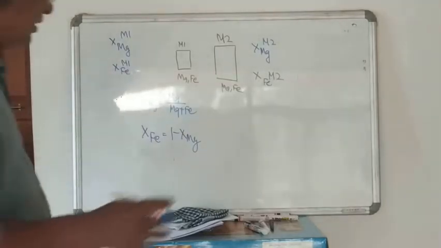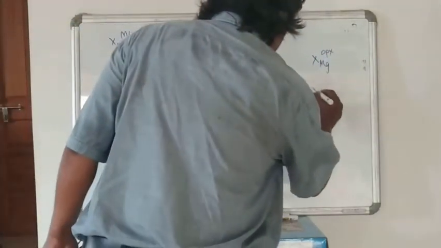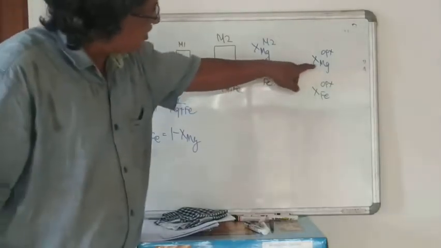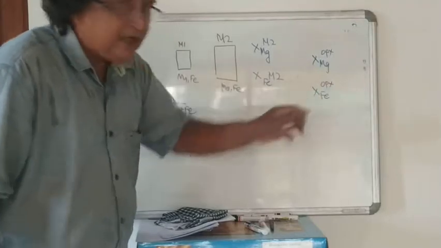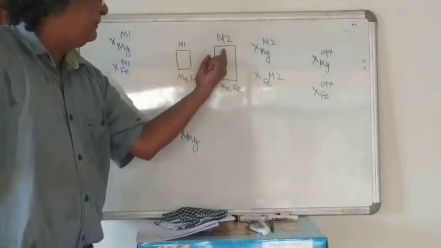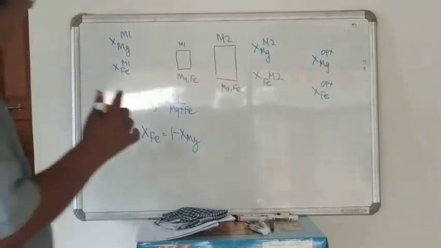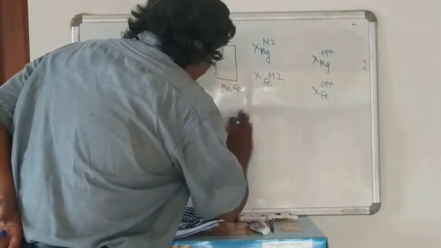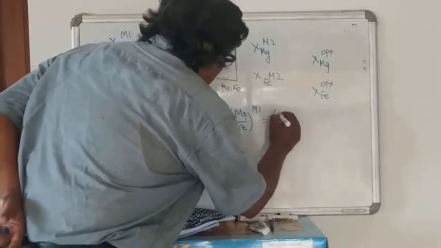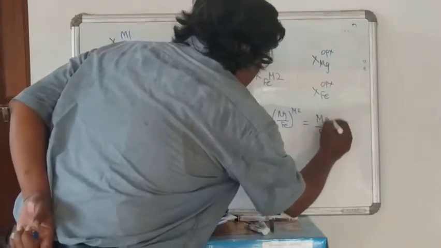There is also another thing, which is XMg OPX and XFe OPX. These are two other terms. This means the mole fraction of Mg in the entire pyroxene and XFe in the entire orthopyroxene. And here, this superscript would indicate the mole fraction of magnesium in the M2 site, and here XMg M1 is the mole fraction in the M1 site. And you can have several possibilities out of it. You can have this possibility: Mg divided by Fe in the M1 site is equal to Mg by Fe in the M2 site, which is equal to Mg by Fe in OPX.